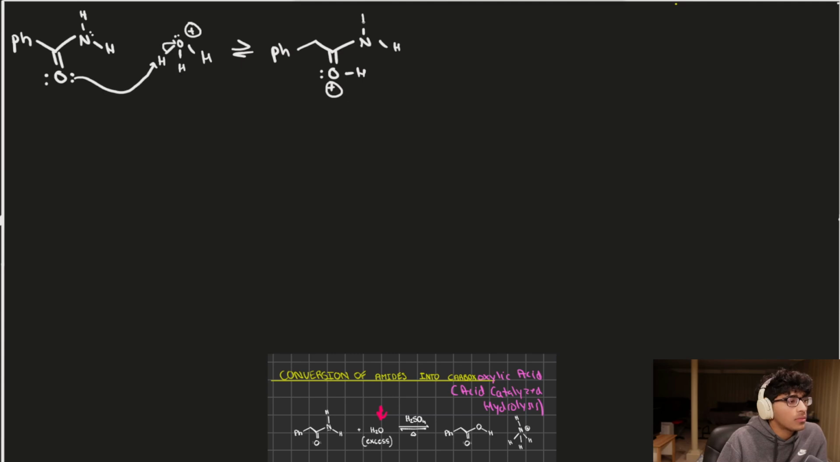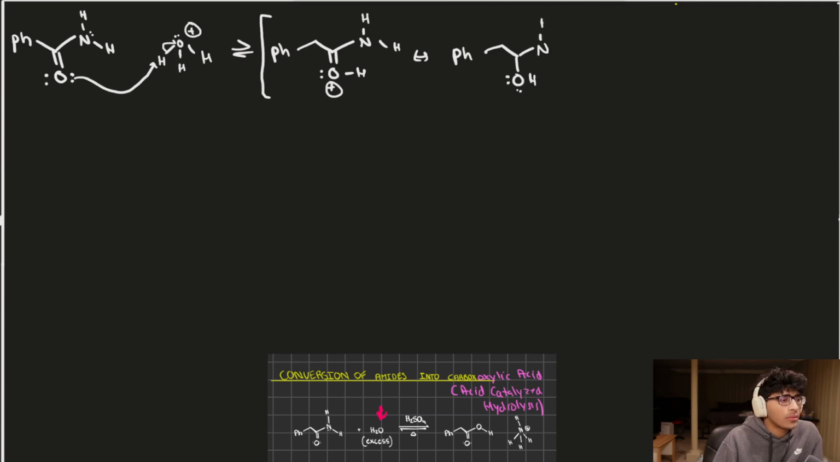And so now we've formed a delocalized charge, so we can form resonance structures. Push electrons towards the positive charge, so push that pi bond towards it. And we can form one more resonance structure. Now we've activated the carbonyl.